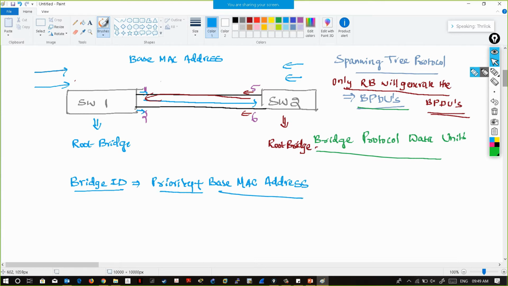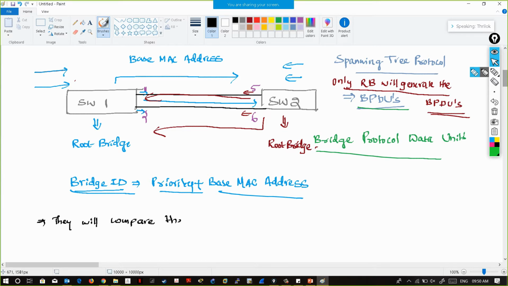Okay. So now in BPDU, this bridge ID is sent. He will send his bridge ID in the BPDU. Now what will these switches do is, first they'll compare their bridge IDs.